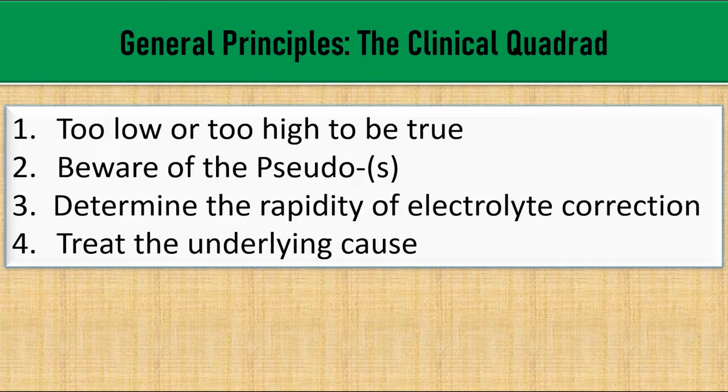Next, you should be able to correlate certain clinical conditions that will give rise to pseudo-electrolyte imbalances. As the name suggests, it's not a true electrolyte imbalance, hence it doesn't require corrections. Also, you should be able to determine the rate of electrolyte corrections, which largely depends on the patient's symptoms as well as the level of the electrolyte. And the final principle is to always identify the root cause and to treat it accordingly.